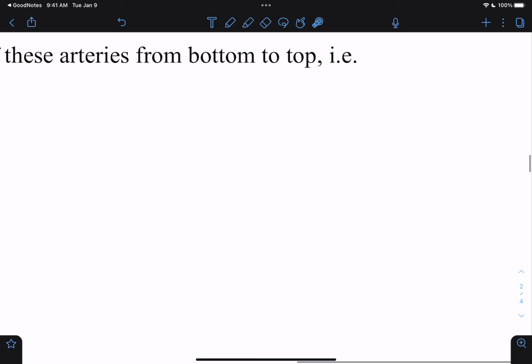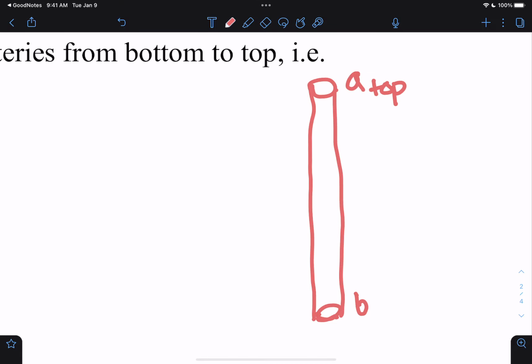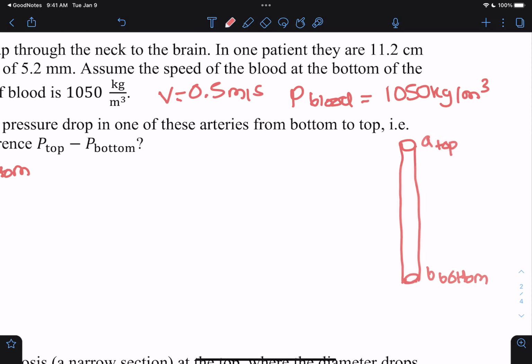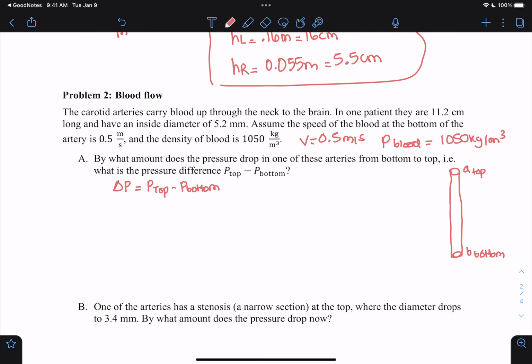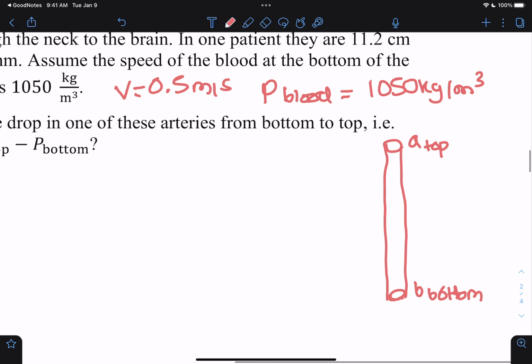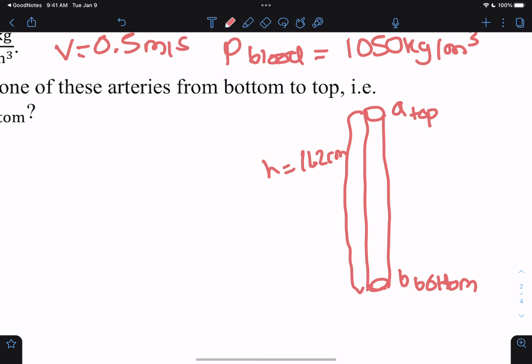But if they're going top to bottom, then it looks like this, right? So just a cylinder, basically, top to bottom. Let's say point A is top, point B is bottom. They said that the length of the carotid arteries is 11.2 centimeters, so this whole thing would be 11.2 centimeters. Well, what do you notice? 11.2 centimeters, at least from this perspective in the drawing, would not be our length, but it would be our what? Height, exactly. So 11.2 centimeters is our height now.